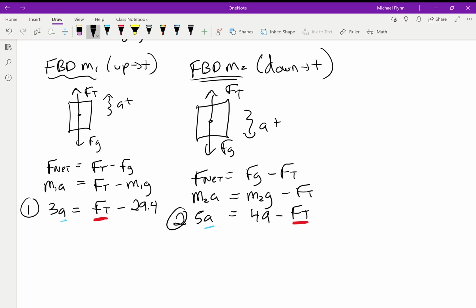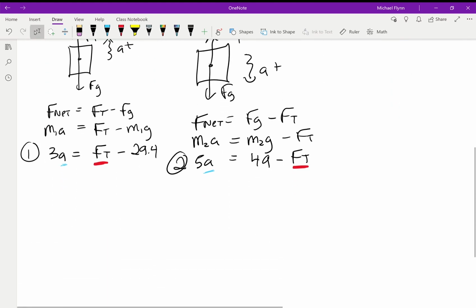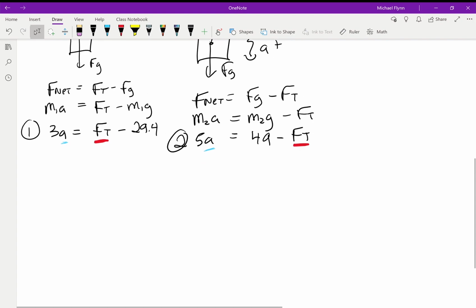And you see, we want to solve for both of those things. What are the 2 things? How much acceleration is in the system? How much tension is in the rope? It's just algebra now. So now the physics is over. We have a system of 2 equations.